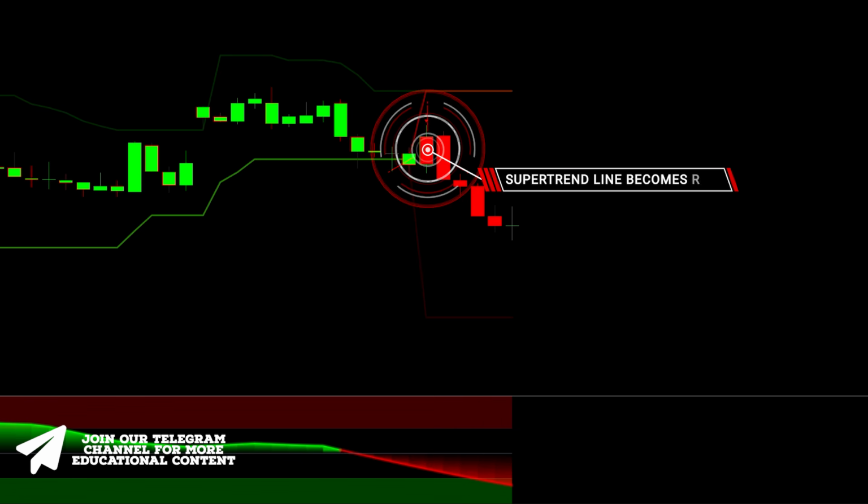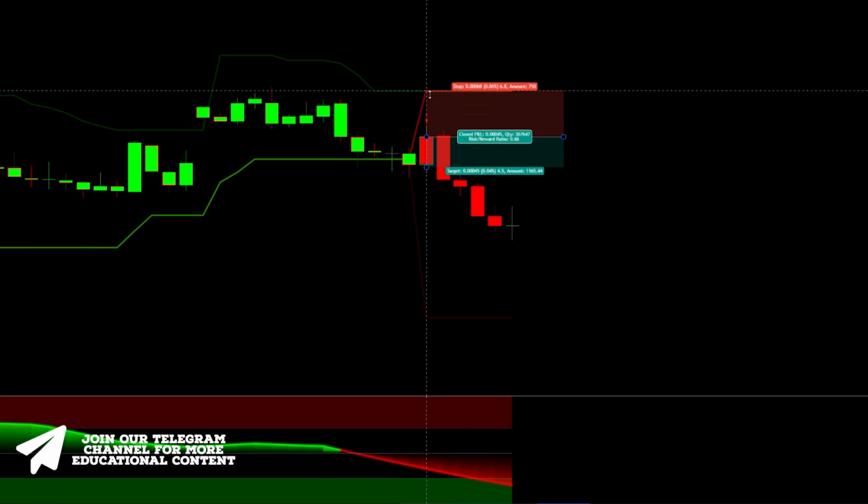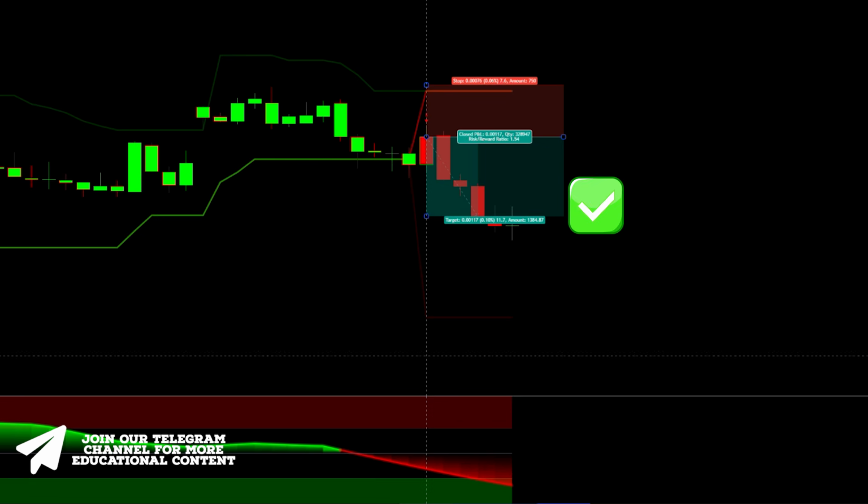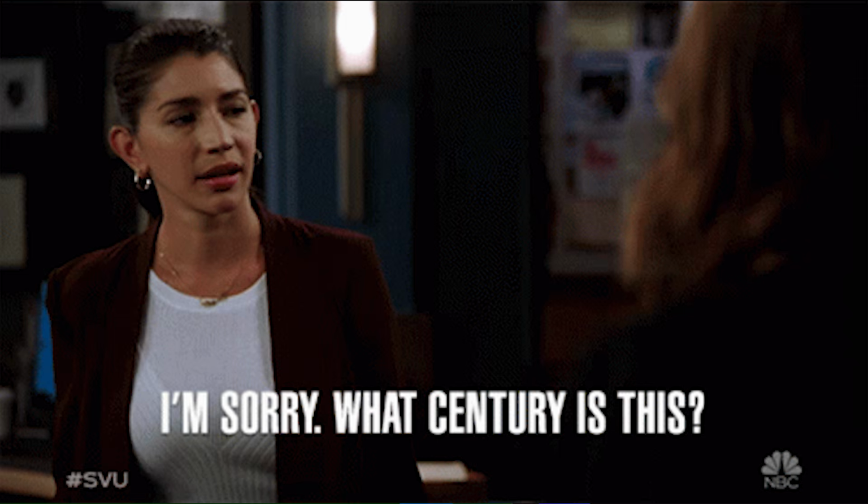Now, the main line becomes red, and the alpha has a red color and is located above the minus 0.7 level. We go short with a stop above the recent high in the same RR target, and our target has already been hit. However, manual backtesting is obsolete.